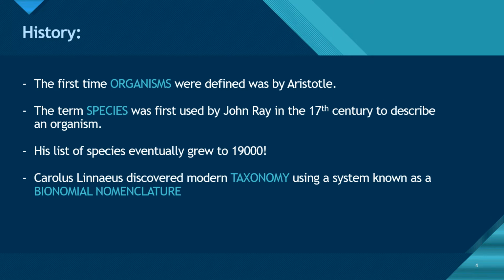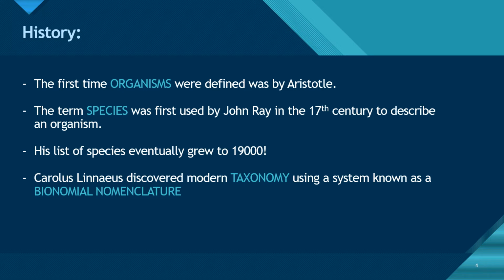If we want to learn a little more about the history of where taxonomy came from, we can go all the way back to when organisms were first defined by Aristotle, the famous philosopher and scientist. The term species was first used by John Ray in the 17th century to describe an organism. His list of species grew so much, and today we are still discovering new species. And lastly, Carolus Linnaeus founded modern taxonomy using a system known as binomial nomenclature.